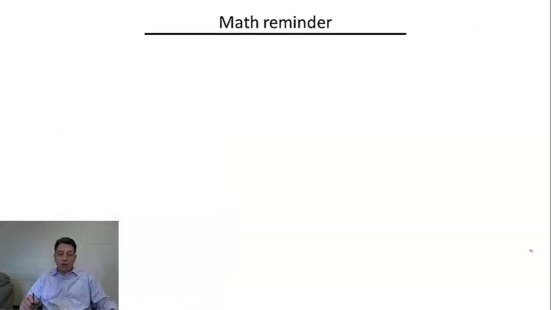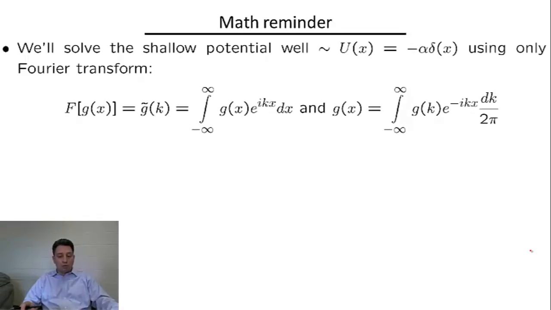Okay, so I will start with a certain math reminder, which basically will remind you what the Fourier transform is. We will solve the problem using only the Fourier transform. There will be nothing else involved essentially in this solution: Fourier transform and inverse Fourier transform. So what is a Fourier transform? If you have an arbitrary, reasonable function g of x, so in our case it will be a wave function and various derivatives of it.